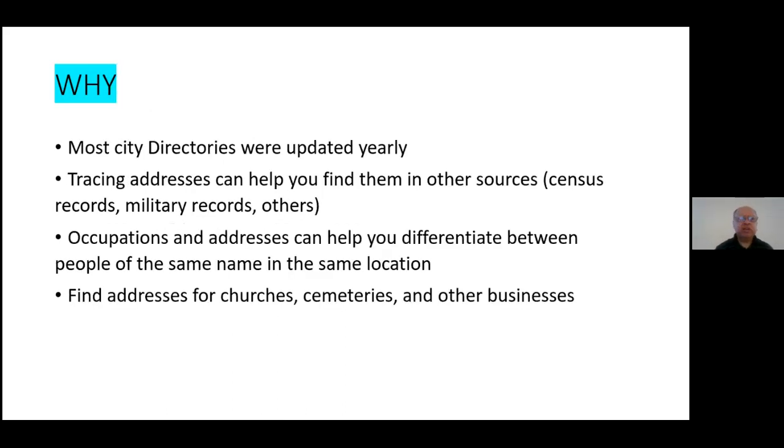So why city directory? Well, most of them were updated yearly. Portsmouth was every 2 years, but most of them are updated yearly. And the addresses that you can find may allow you to find other things: census records, military records, and the like. And it can place your relative in a particular location at a particular time. One of the things it can also do is provide the occupations and the addresses to allow you to differentiate between people with the same name. Last name Jones, last name Smith, the first name may very well be very, very similar, particularly in big cities. And it can also affect smaller communities as well. As I mentioned, you can find the addresses for cemeteries, churches, and other businesses.